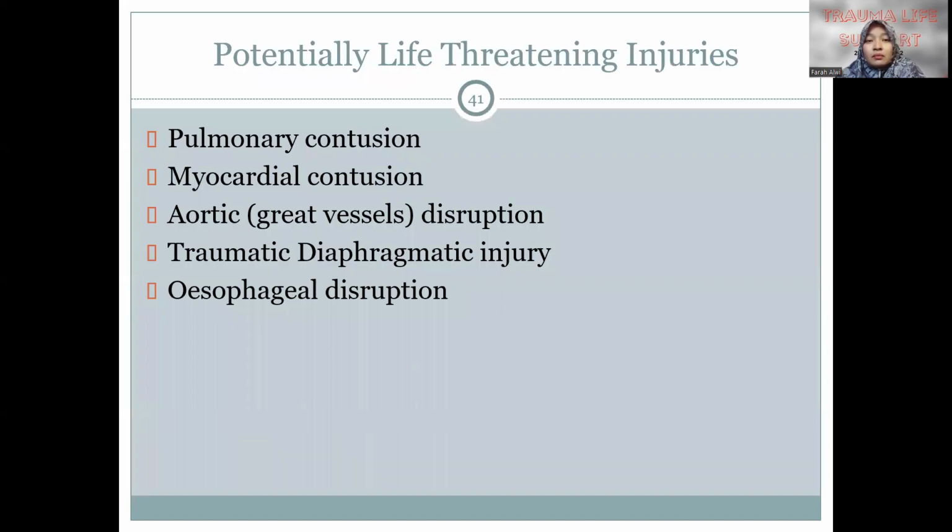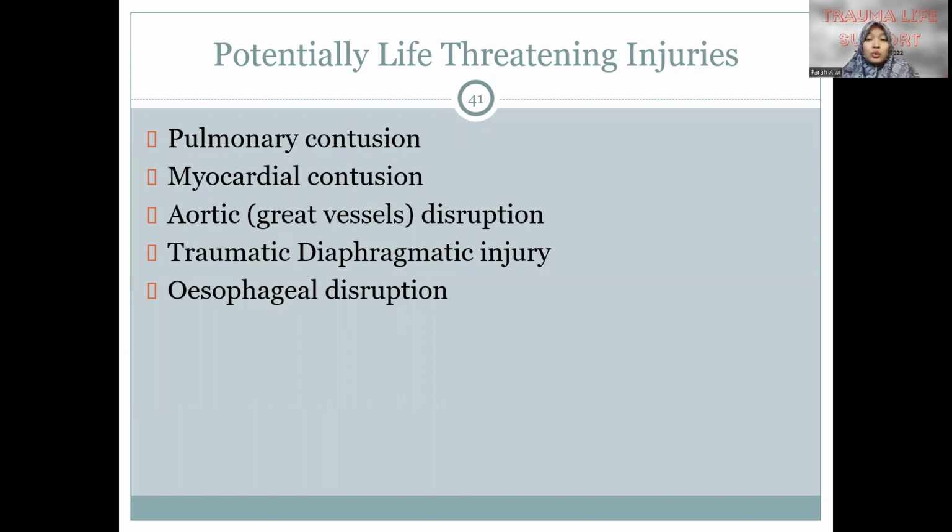When we do the secondary survey, what are the potentially life-threatening injuries that we need to detect? There are 5: pulmonary contusion, myocardial contusion, aortic disruption, diaphragmatic injury, and esophageal disruption. How to detect them?